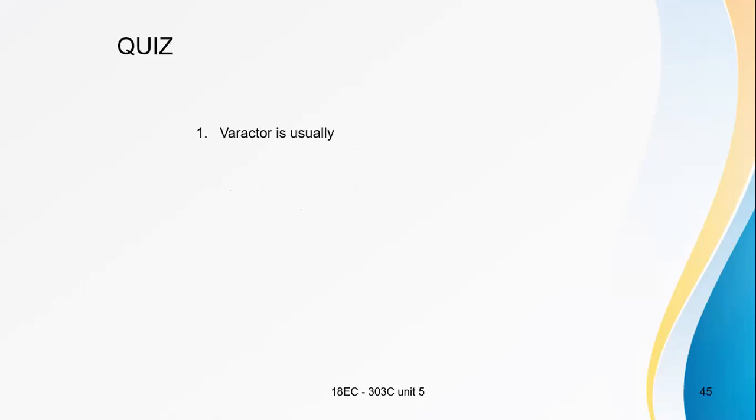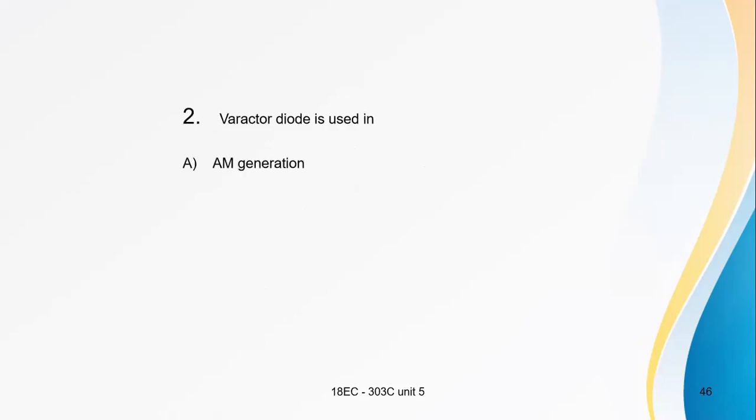And let us have some simple questions. Varactor is usually operated in option A forward biased, option B reverse biased, option C unbiased, option D none. So varactor is usually reverse biased. The next question: varactor diode is used in option A AM generation, option B PM generation, option C FM generation, option D none. Generally it is a variable capacitor, so here it is used in FM generation.